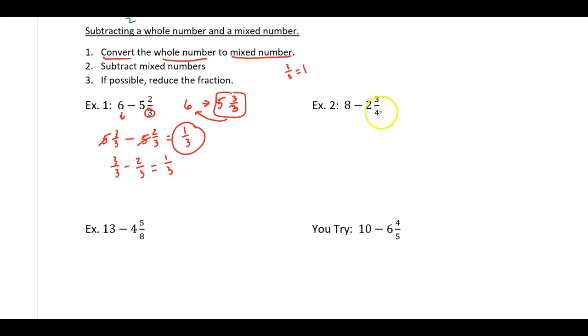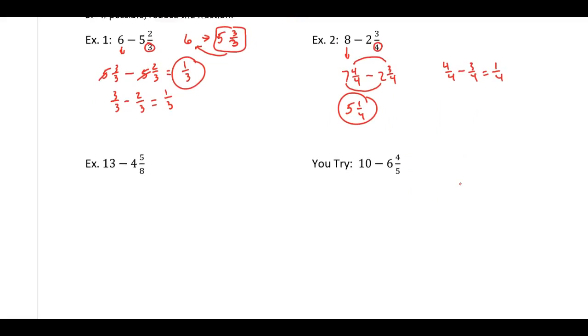Now the next one. I have to change this to a mixed number. So I drop it from 8 to 7, and I add the 1 by rewriting 1 as a fraction with a denominator of 4. So it's going to be 7 and 4 over 4. Again, that replaces 8 minus 2 and 3/4. So now I subtract the whole numbers. 7 minus 2 is 5. 4 over 4 minus 3 over 4, I'm going to get 1/4. So this becomes 5 and 1/4.